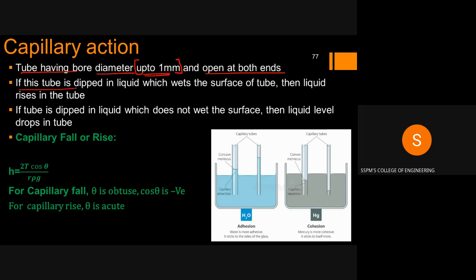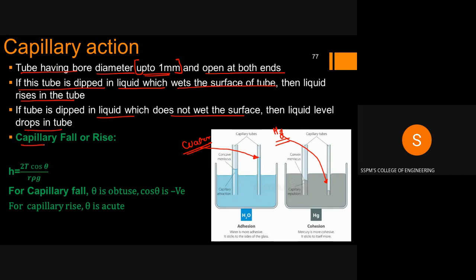If this tube is dipped or immersed in a liquid which wets the surface of the tube, then the liquid rises in the tube. If the tube is dipped in a liquid which does not wet the surface, then the liquid level will drop. Here, first is the rise of the liquid in the capillary, and this is for water, because water will wet the surface of the glass. And second is called the capillary fall, which is observed for mercury, which does not wet the surface of the glass.